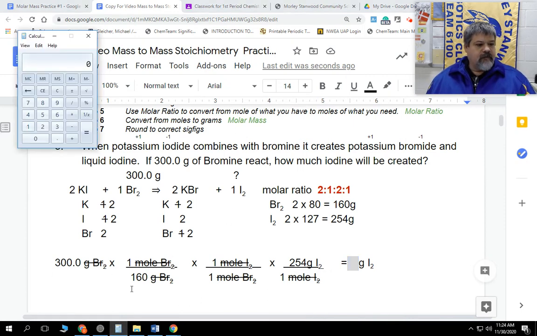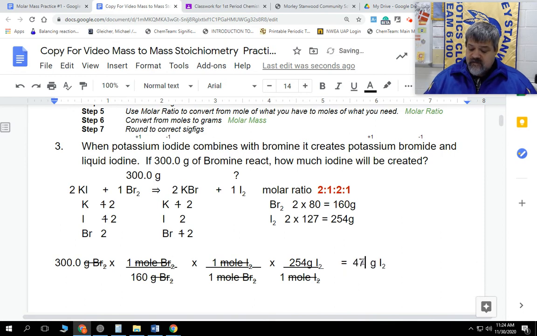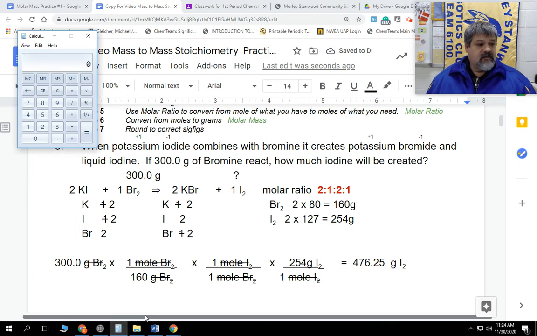So let's pull back the calculator, and remember, we multiply by the top, divide by the bottom, but we can ignore the ones. So I'm going to have 300 divided by 160. I don't have to multiply by 1 or divide by 1, but once we get done with that, we're going to multiply that by 254. And that equals 476.25. Okay, let's see that math again. 300 divided by 160 times 254 equals, and that's good.